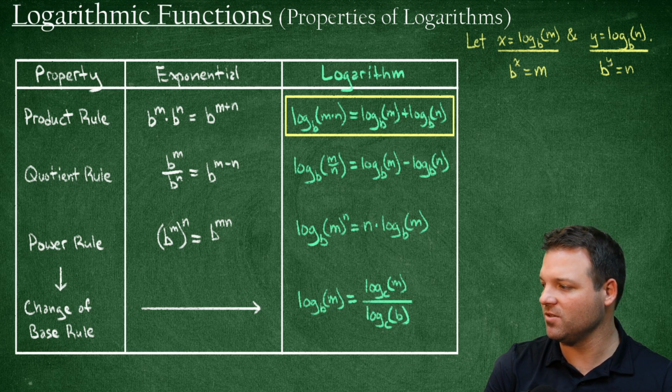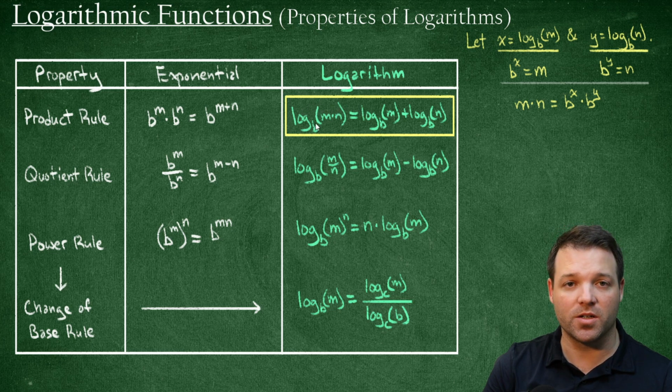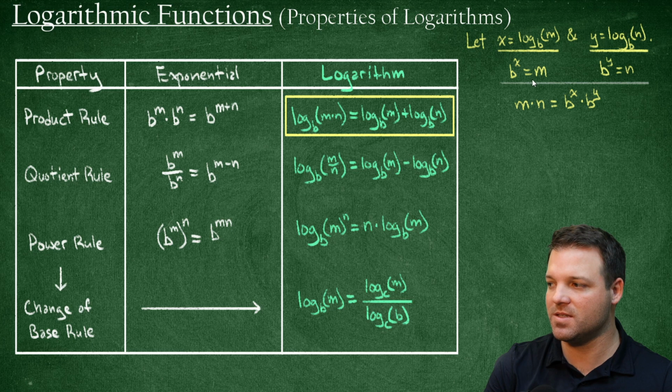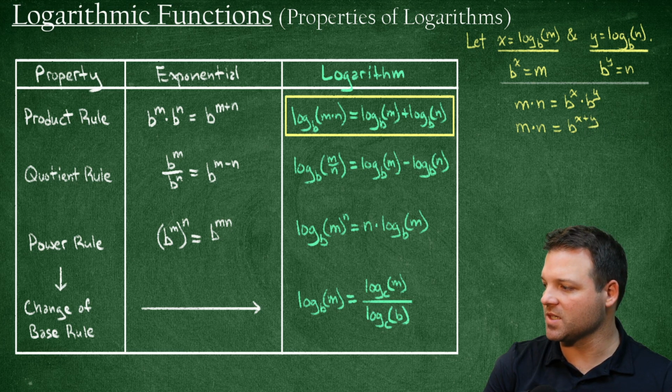All right, let's continue. Since we're trying to prove the product rule, where we're multiplying these two together, we're going to multiply m times n. So m times n is b to the x for m times b to the y for the n. Now, let's simplify this. So b to the x times b to the y is b to the x plus y.